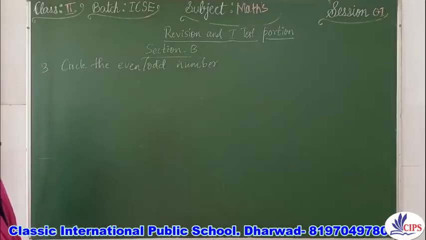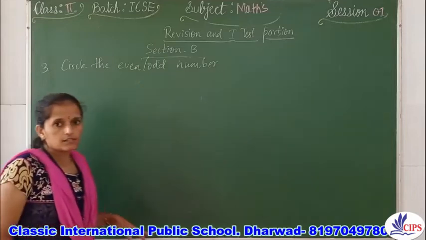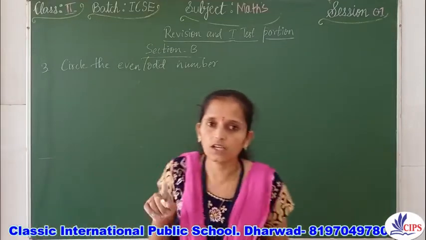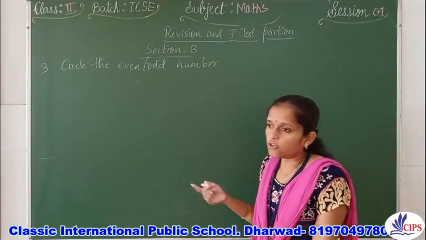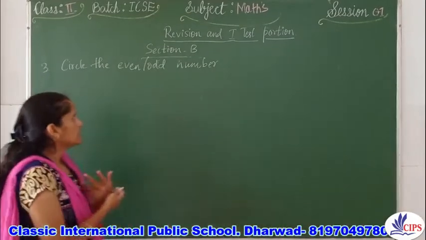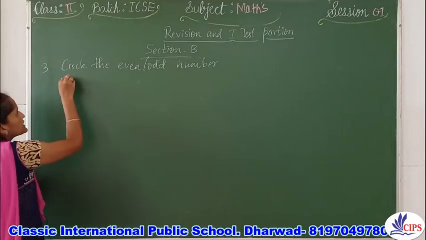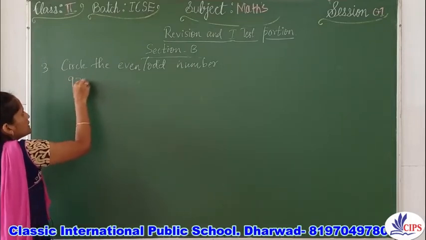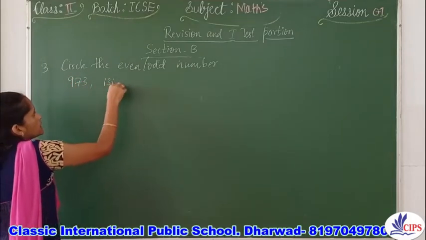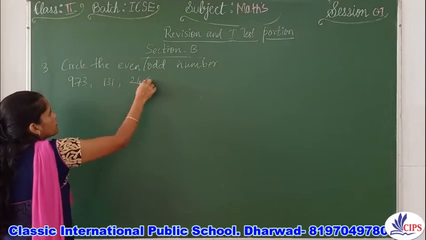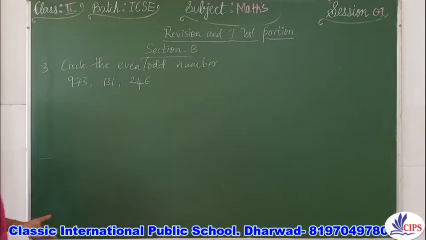So here, circle the even and odd number. They will ask you only one, either even or odd. Let me take some examples here: 973, 131, 246. I have taken three numbers. You need to circle the even number.